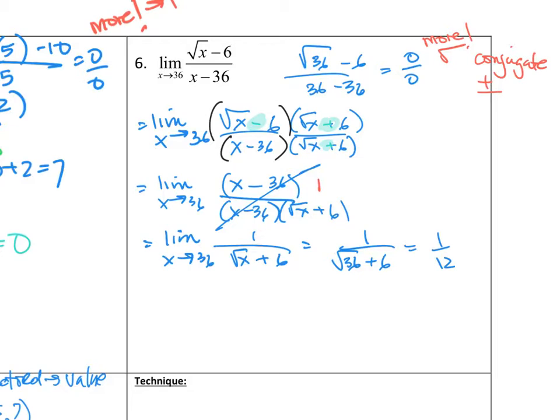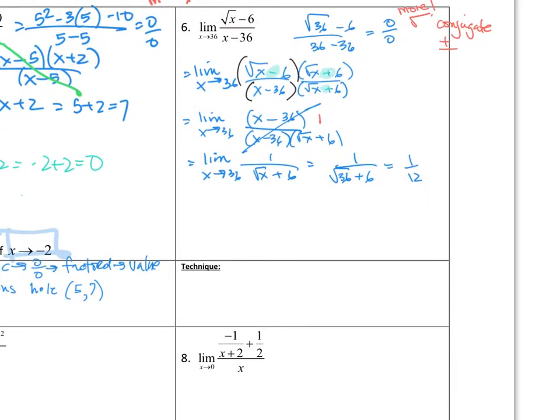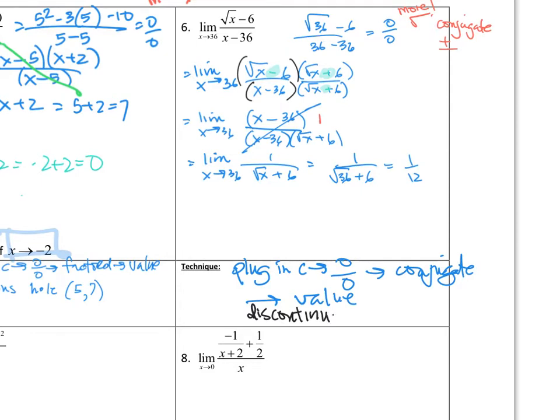Now what did we do? Let's go ahead and write down what we did for this. We plugged in c, ended up with a 0 over 0. Next thing we did was the conjugate, and we ended up with a value. So again, this is discontinuous, and it has a hole at what we were going to as far as the limit, 36, and our output value 1/12. All right, that's 5 and 6.